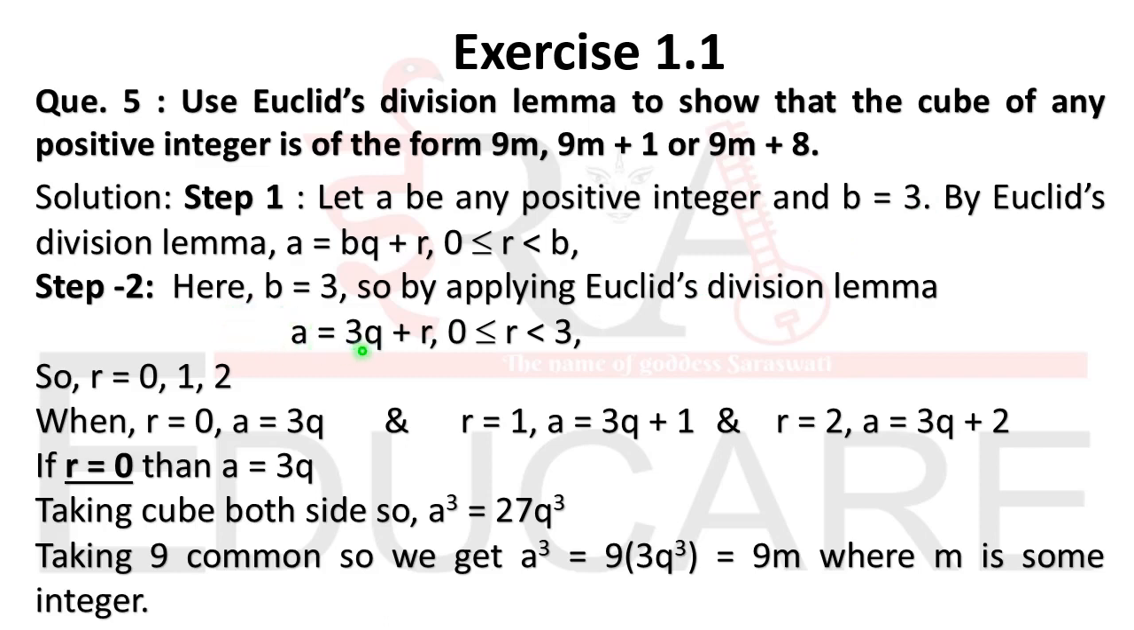So again it is a equal to 3q plus r, right? And possible values of r are 0, 1 and 2. Okay, I am putting r is equal to 0. So a is equal to 3q. Now taking cube both the sides, a raised to 3, a cube is equal to 27q cube, because the cube of 3 is 27. Now taking 9 common, right? So you get 9 times 3q cube, which is equal to 9m, where m is some integer and m is equal to 3q cube.